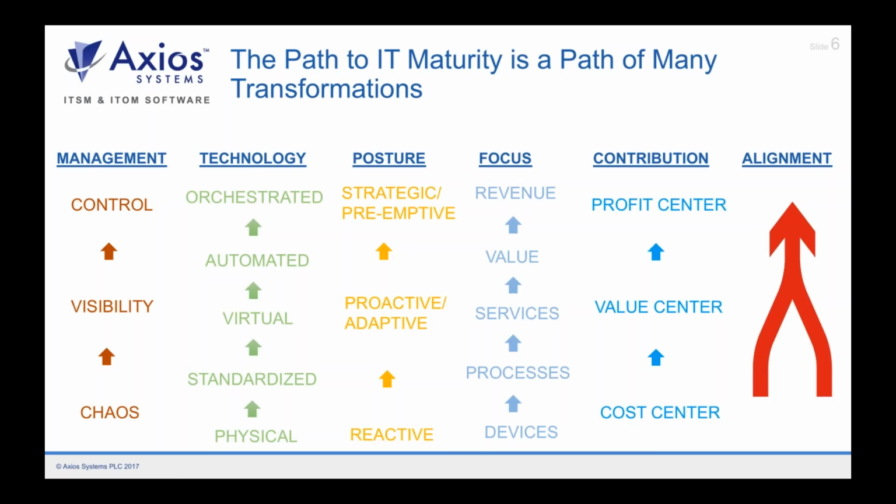Over time, processes are defined and the infrastructure is mapped. IT managers give visibility of what's there and what's happening, which allows a level of control to be applied. Now, the next level, technology. From the bottom, we'll start with physical.